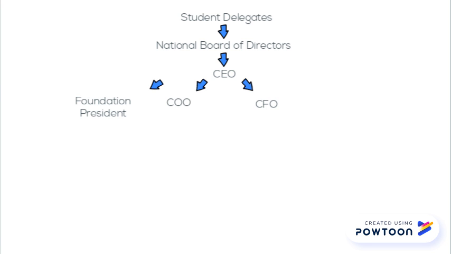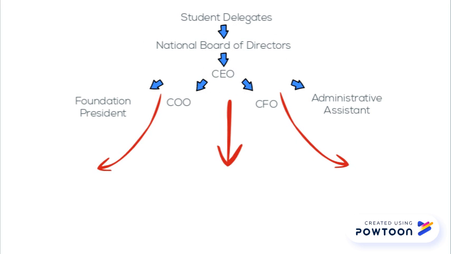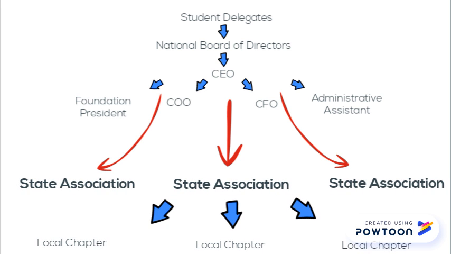The final of the reports to the CEO is the administrative assistant, who works directly with the CEO to complete tasks as needed. While recommendations are put forth by the student delegates, decisions are made by the board of directors. Then work starts to flow out from the CEO through the rest of the channels, and so does communication, originating with the CEO, working down through the national organization and trickling all the way down to the local level.